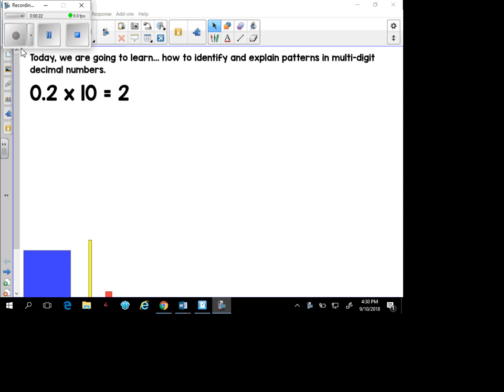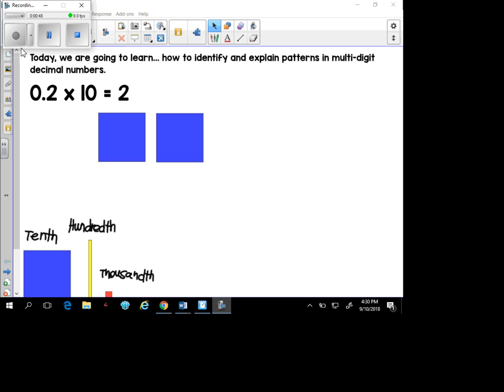Just as a review, let's remember that this is a tenth, this is a hundredth, and this little tiny square down here is 1,000th. So let's start with the 2 flats, because 2 flats is going to represent 2/10.